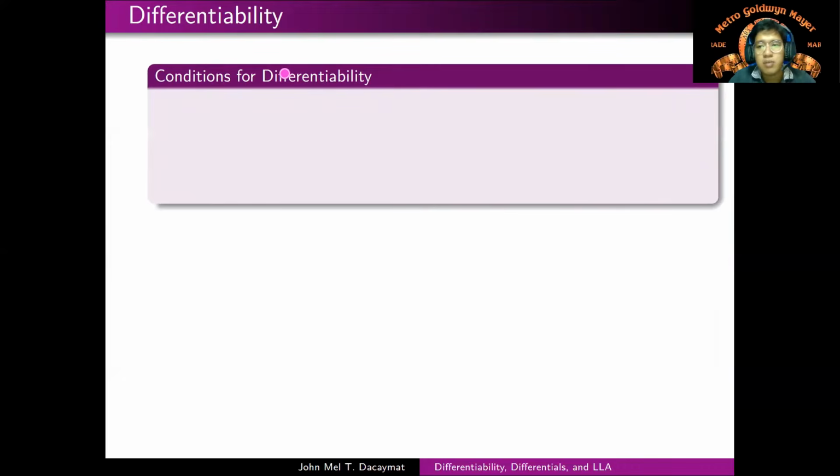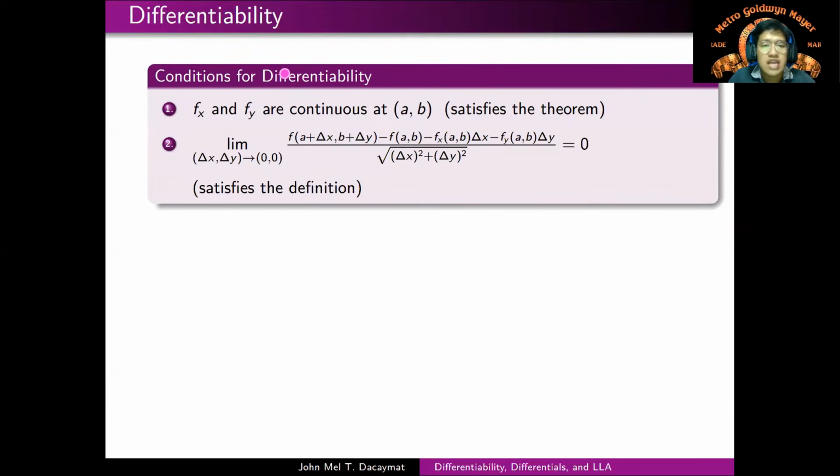Now, let's summarize these conditions. So there are two ways for a function to be differentiable. First, if the first partials at ab are continuous, based from number 2 of your theorem. And then second one, based from your definition naman, no, if this limit happens to be 0.